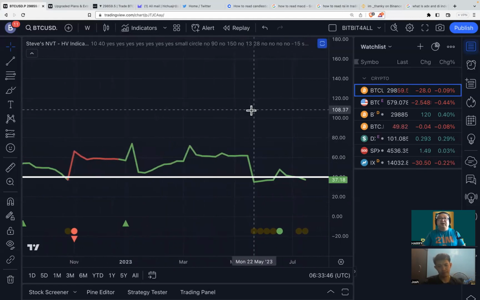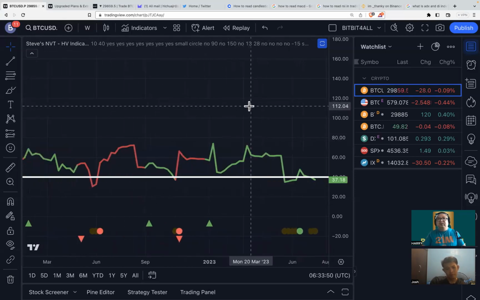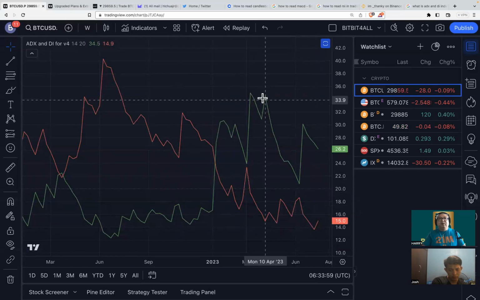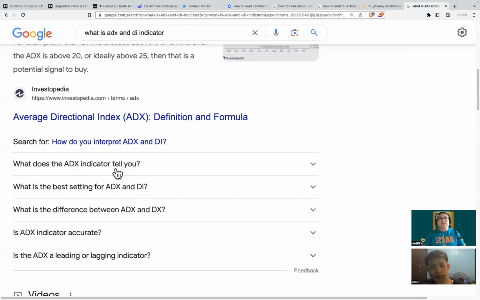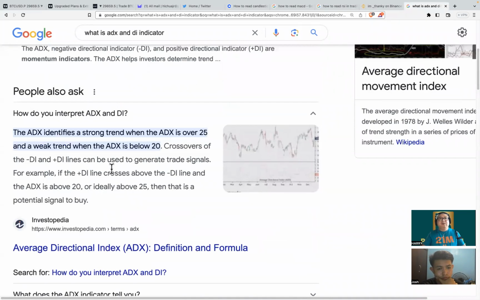Ang mga indicator niya, kinuha ko lang yung mga importanteng indicator. So ito na yon. And the other one is ADX and DI. Parang momentum din. ADX and DI, trend pa rin siya. So it's just trend. Okay, parang MACD.